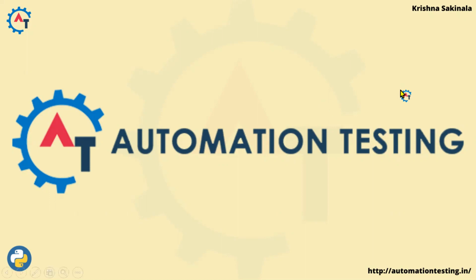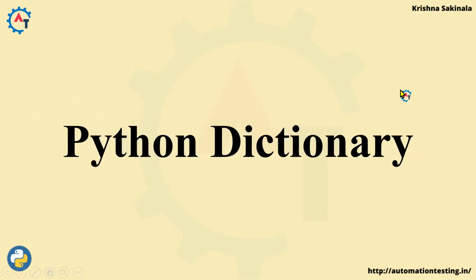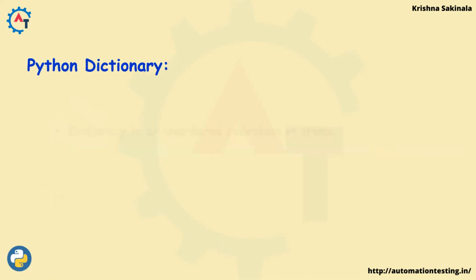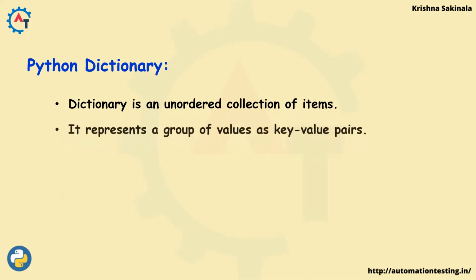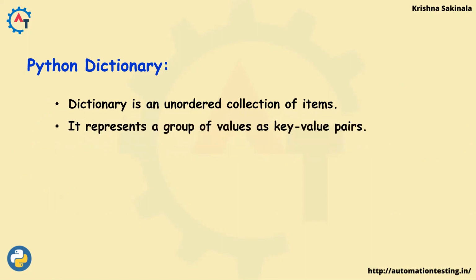In this video, we will see Python dictionary. A dictionary is an unordered collection of items. It represents a group of values as key value pairs. The values inside the dictionary are in the form of key value pairs.